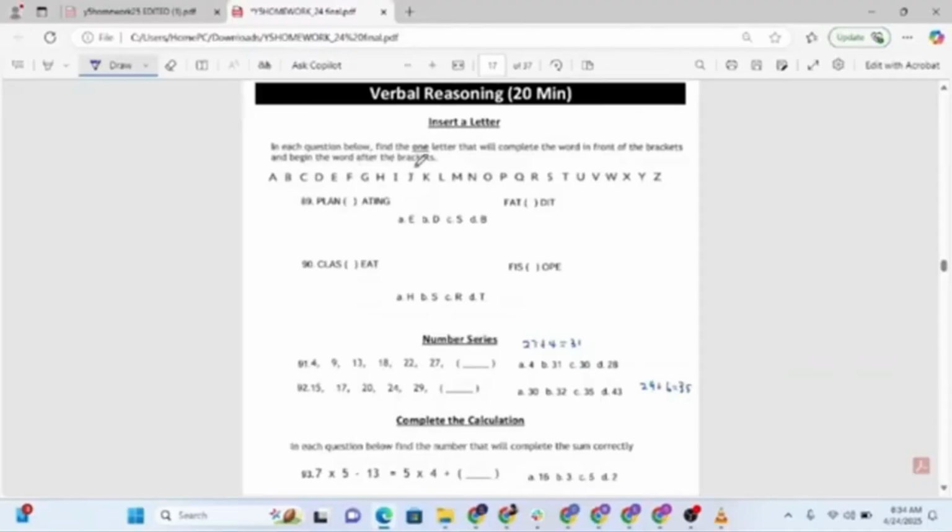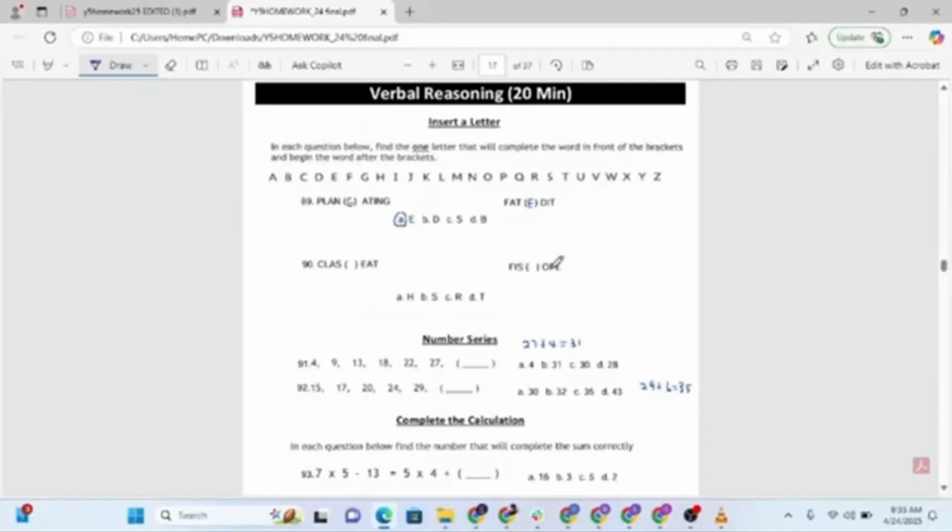Insert a single letter so that it completes the word in front of the brackets and begins the word after the brackets. Question 89. Plan, open bracket, blank, close bracket, ATING. Fat, open bracket, blank, close bracket, DIT. The correct answer is option A, the letter E. Explanation: Plan plus E becomes plain. E plus ATING becomes eating. Fat plus E becomes fate. E plus DIT becomes edit. Hence, the letter E completes valid words before and after the brackets. Question 90. CLAS, open bracket, blank, close bracket, EAT.